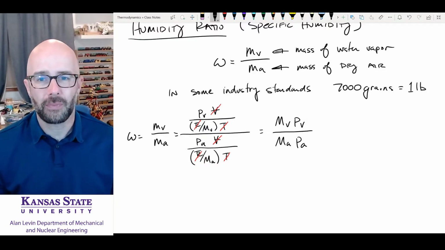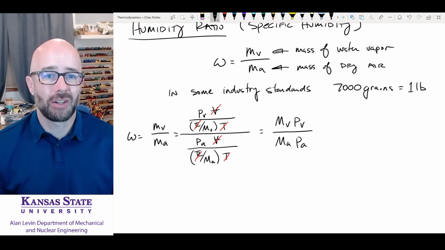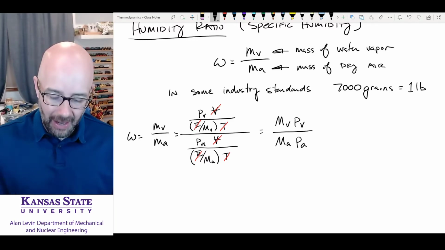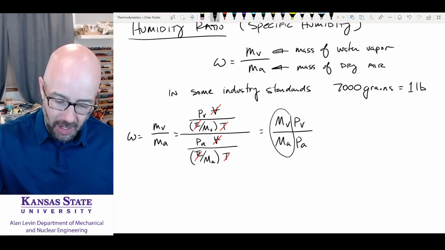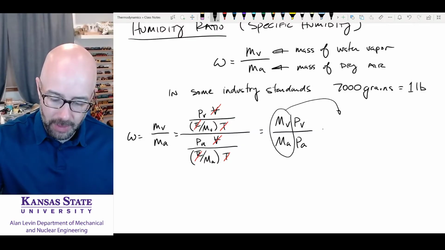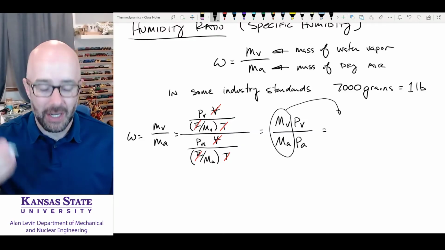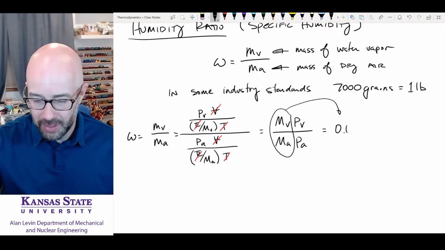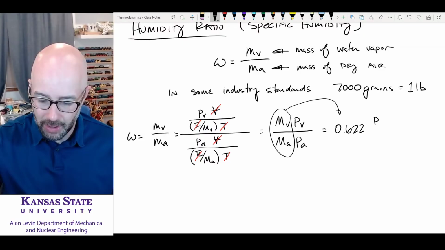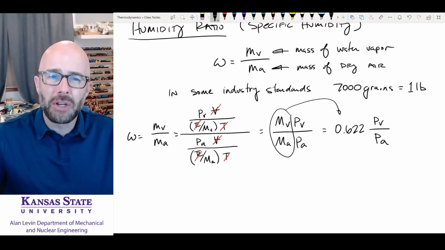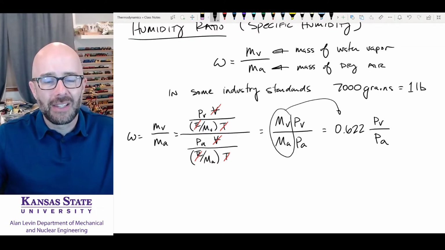Now the molecular weight of the vapor and the molecular weight of the air never change. This is an unchanging idea. These are constants, and so I can divide those and get 0.622 times the partial pressure of the vapor all over the partial pressure of the air. Now pressures are something that I can analyze a little bit easier. I can measure those a little bit easier with probes, sensors, things of that nature.